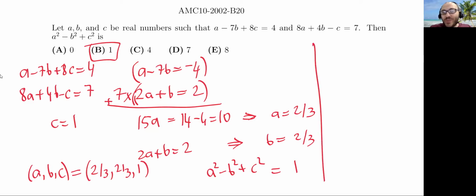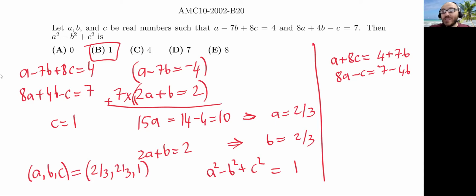Here, because of the nice symmetry in the coefficients, you can see that A plus 8C equals 4 plus 7B and 8A minus C equals 7 minus 4B. You see the symmetry between the coefficients 1, 8, 8, minus 1, and 4, 7, 7, minus 4. Some sort of symmetry going on behind the scenes.